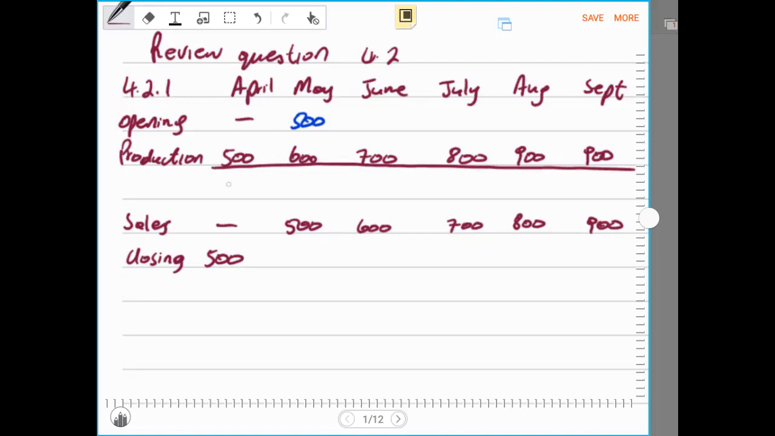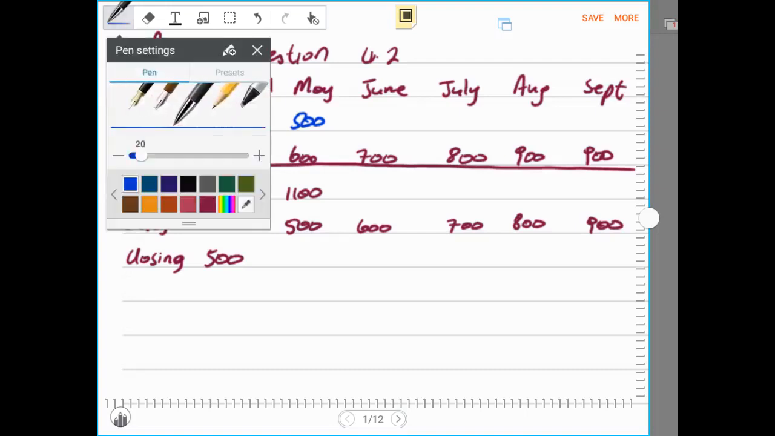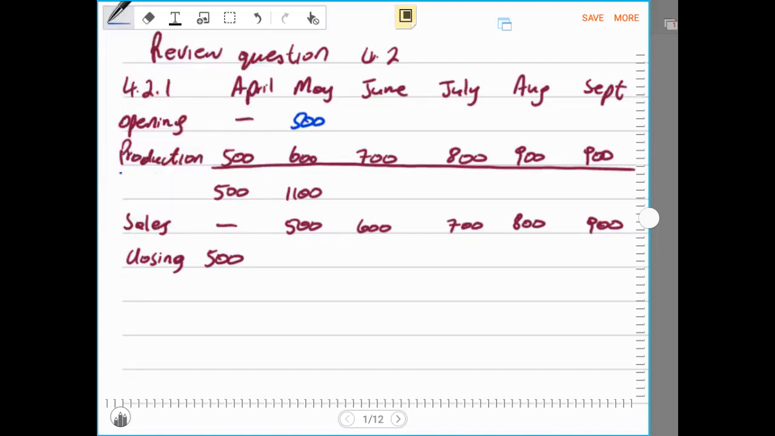So now let us record. Here we have 500, and in May we say 500 plus 600, it will give us 1100. These are the units available for sales, but this is not important. These are the units that are available for sales.